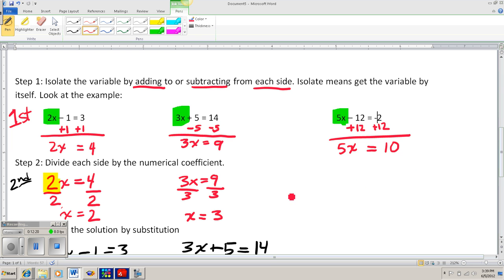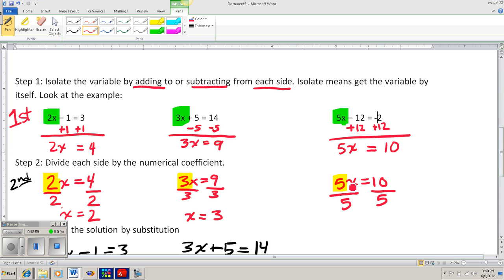Normally I wouldn't rewrite this down for step 2, but I've done that for all of these. So 5x equals 10. Step 2 says divide each side by the numerical coefficient. The numerical coefficient in each of these is the number next to the variable. So in this case, it's 5. I'm going to divide both sides by 5.